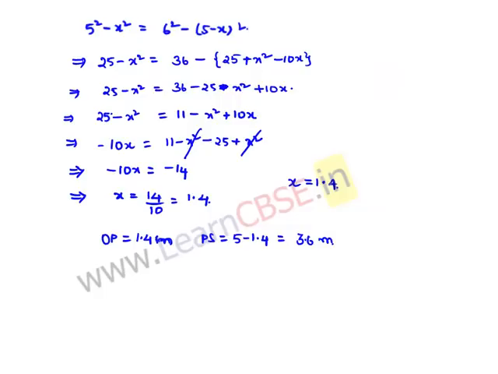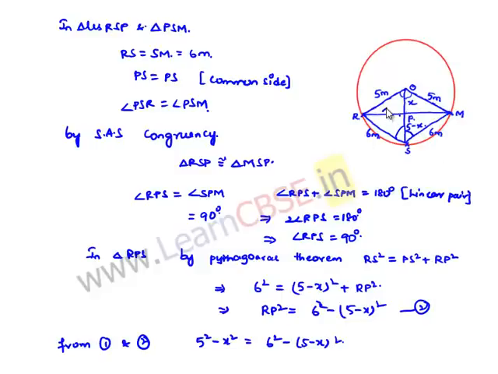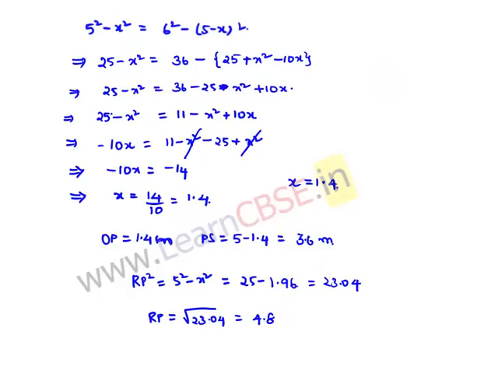We know that RP square is equal to 5 square minus x square, which is 25 minus 1.4 whole square, that is 1.96, which is equal to 23.04, which implies RP is equal to square root of 23.04, which is 4.8. Since we got RP is equal to 4.8, as the two triangles are congruent, we can say PM is also equal to 4.8.